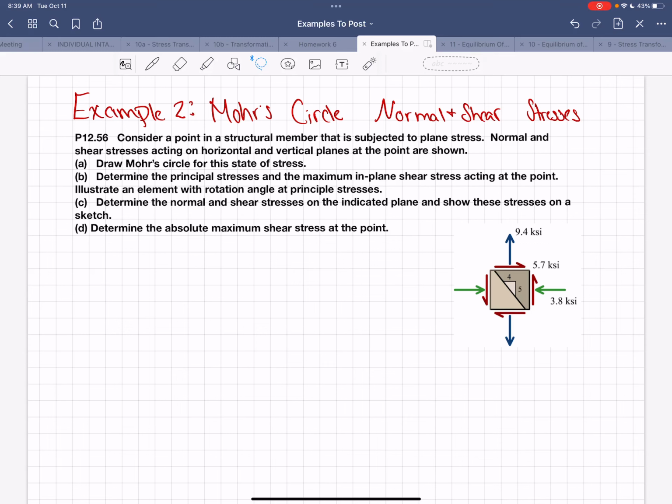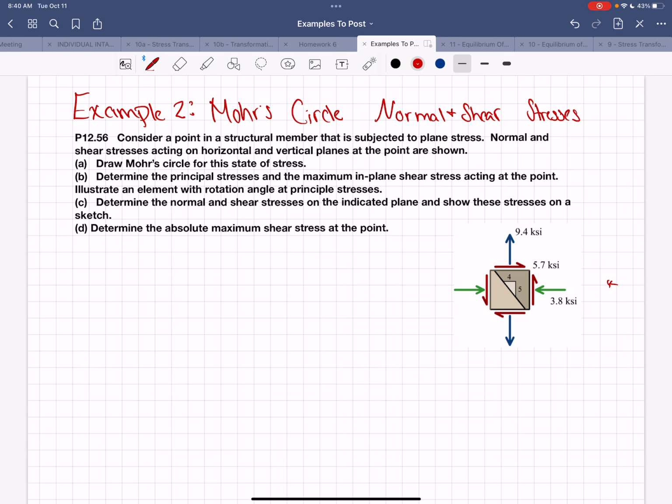All right, let's do a second example. We're going to use Mohr's circle, and we're given a stress block with both normal stresses and shear stresses. So we have this plane stress situation occurring on a structural member, with normal and shear stresses shown here on the stress block.